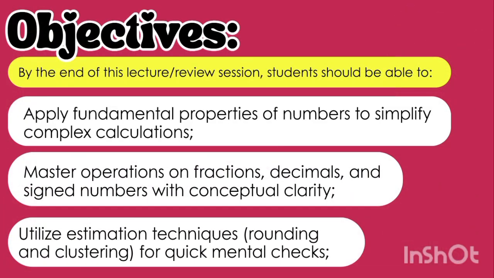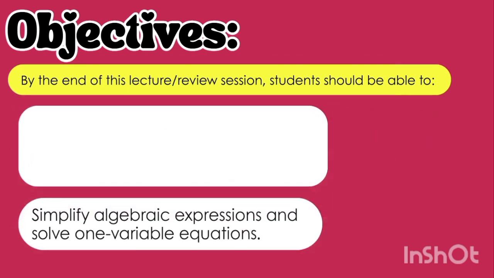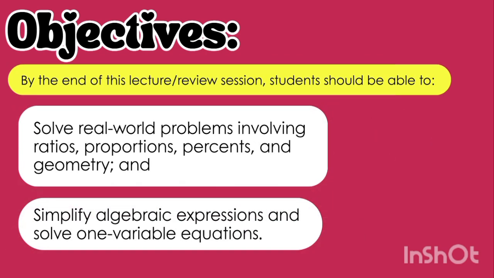By the end of this lecture review session, students should be able to first apply fundamental properties of numbers to simplify complex calculations, master operations on fractions, decimals and signed numbers with conceptual clarity, and utilize estimation techniques, rounding, and clustering for quick mental checks. Solve real-world problems involving ratios, proportions, percents, and geometry, and simplify algebraic expressions and solve one-variable equations.